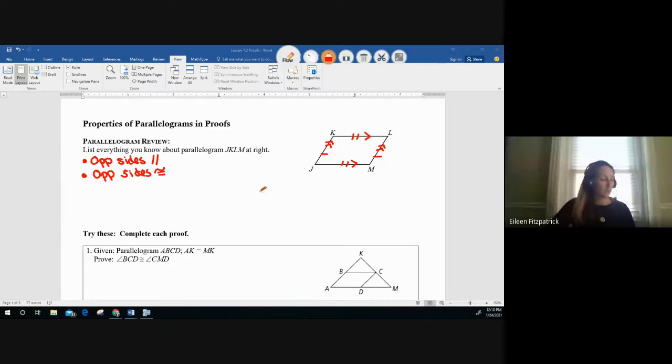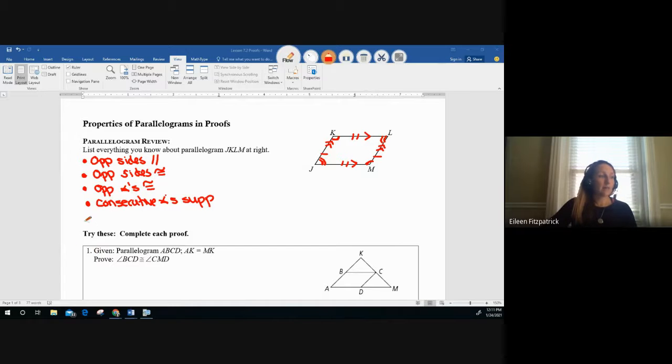Okay, let's move on to the angles. What do we know about the angles? We know that opposite angles are congruent. So angle K is congruent to M and angle J is congruent to L. What else do we know about the angles? We learned that consecutive angles like J and K or J and M are supplementary. So consecutive angles are supplementary. They add up to 180.